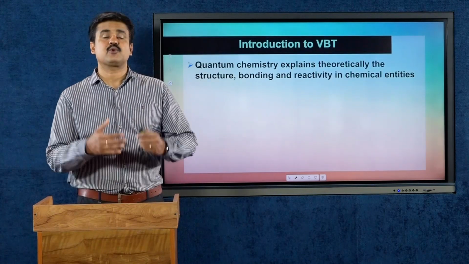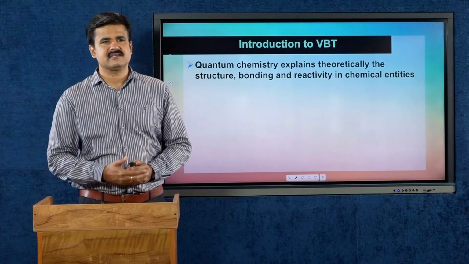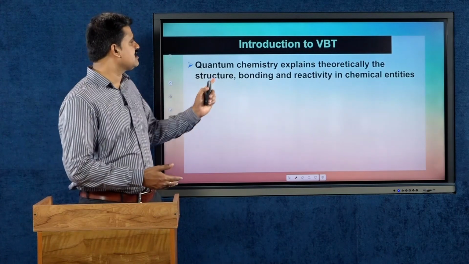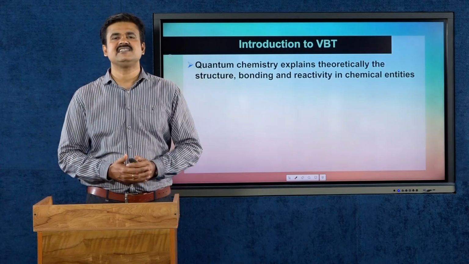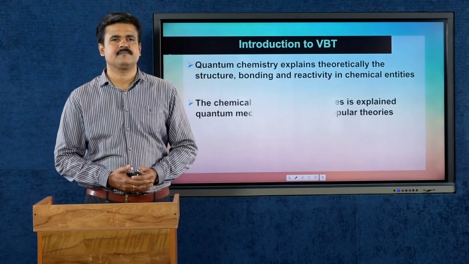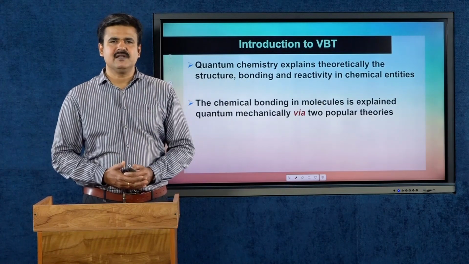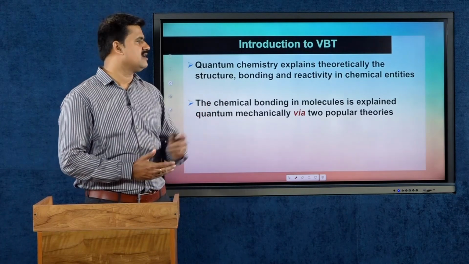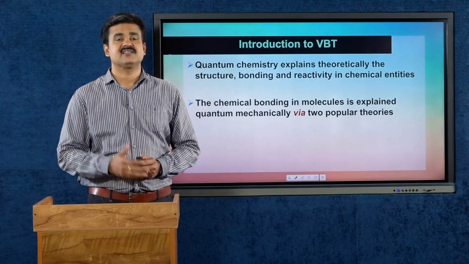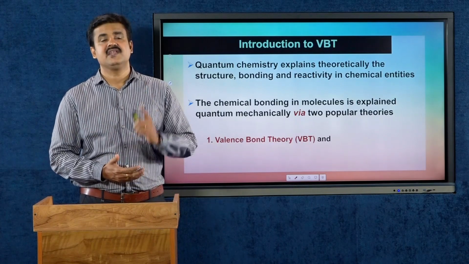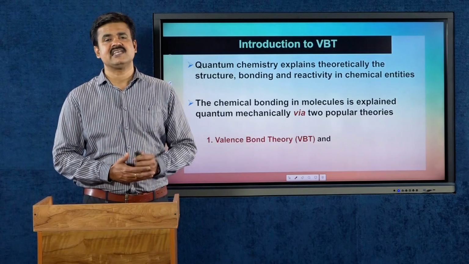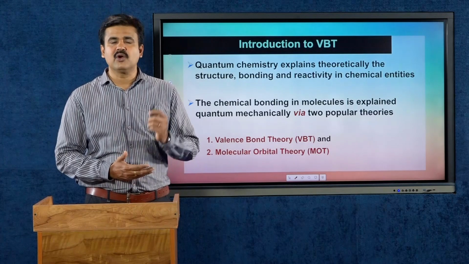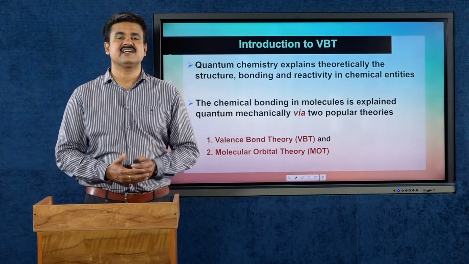Quantum chemistry or quantum mechanics explains theoretically the structure, bonding and reactivity in chemical entities. The chemical bonding in molecules is explained quantum mechanically via two popular theories: number one, valence bond theory, VBT, and number two, molecular orbital theory, abbreviated as MOT.